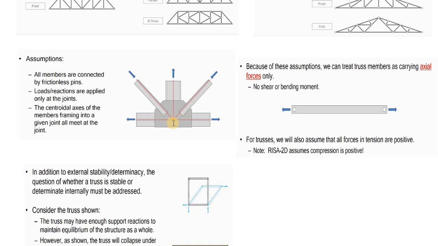Now, why is this important? Why do we need to apply all the force on the centroid? Because if you are fabricating a steel truss, for example, you will design and detail that truss so that all the centroids meet at a common point. That is, if the load goes through the centroid, there is no bending.